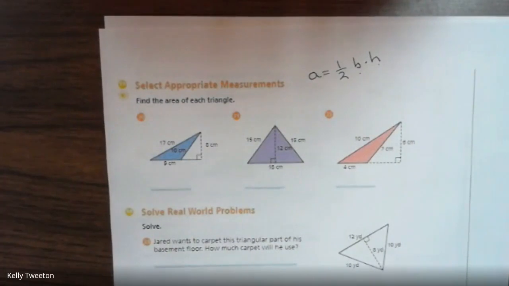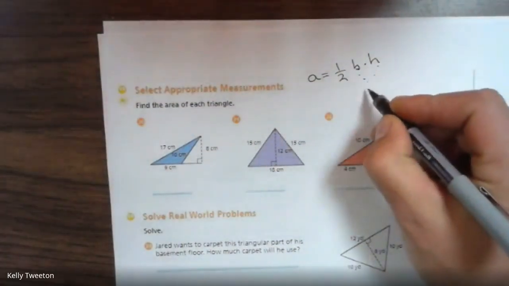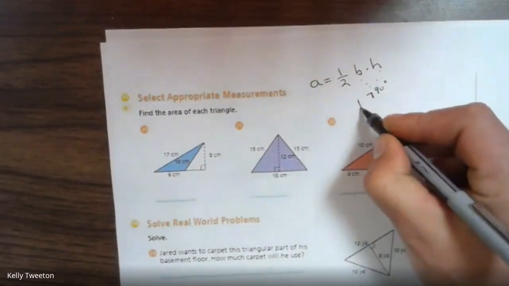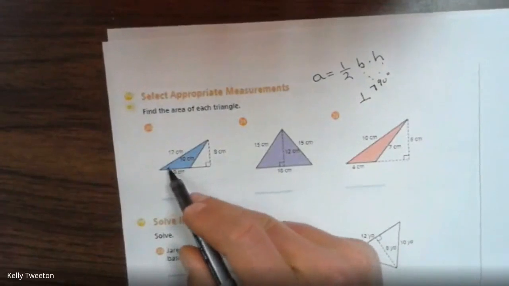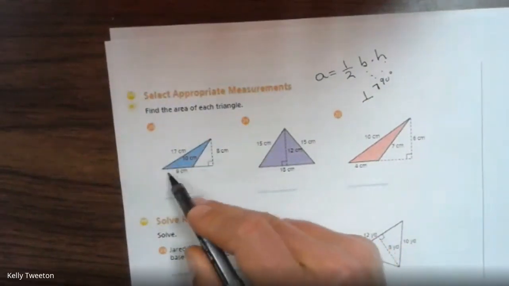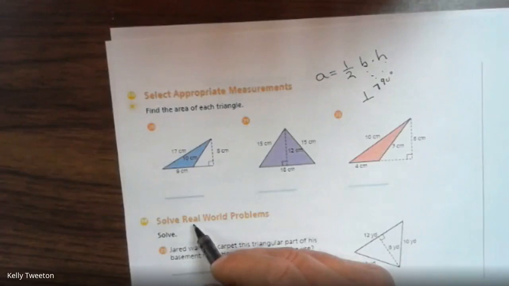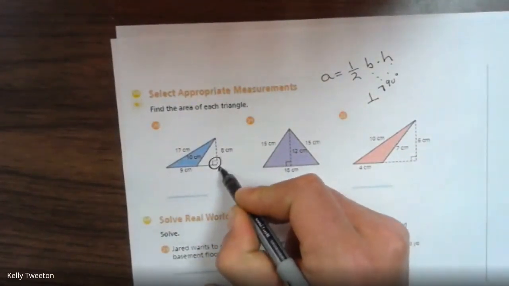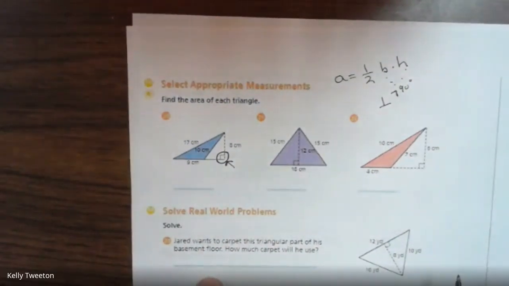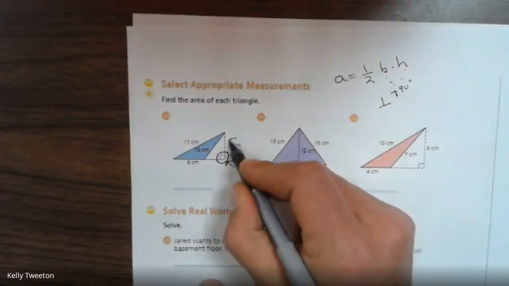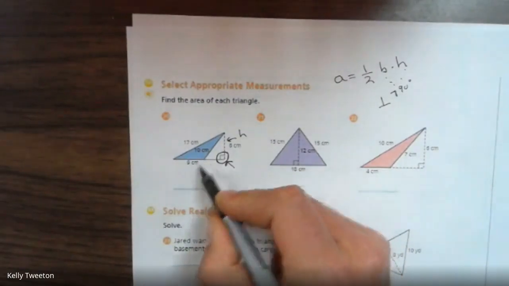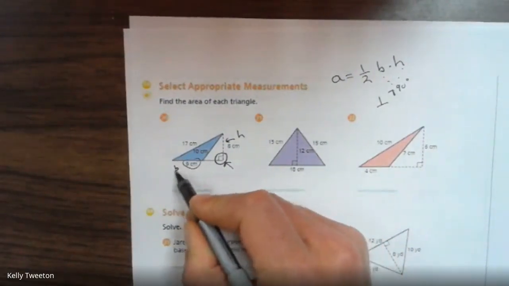Well, let's see. These two have to form a 90-degree angle, right? They have to be perpendicular. So I see a 17, I see a 10, I see a 9. Well, this is a key. Look for that right there. That's going to tell you that's the 90-degree angle. We're going to use what is connecting to it. The 8 is right next to it, so that's your height. Well, what's connected to that 8? Way over here. This would then be your base.